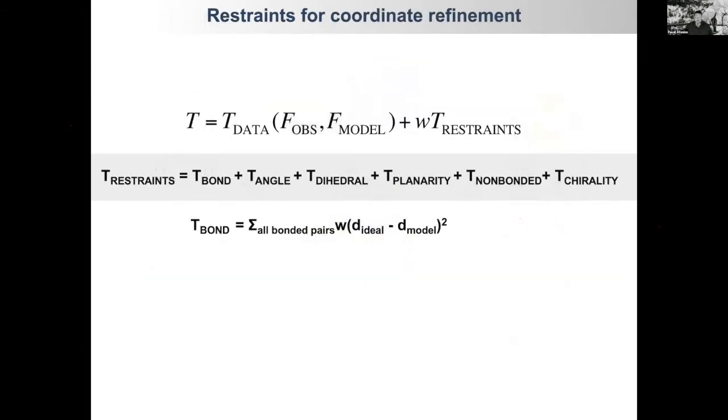Now, just a technical detail, so everybody's on the same page. This information goes into the total score function, the total target function, as just an extra term, which is called restraints.